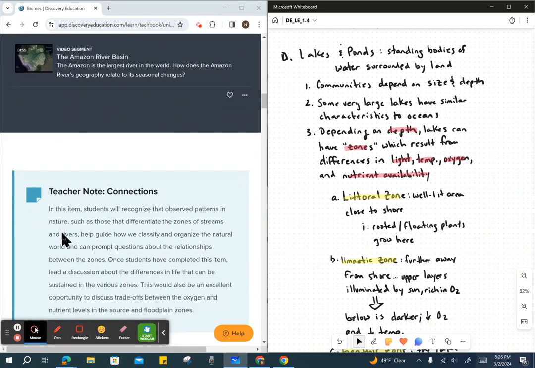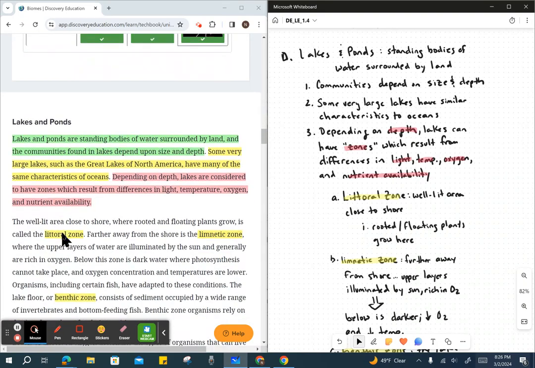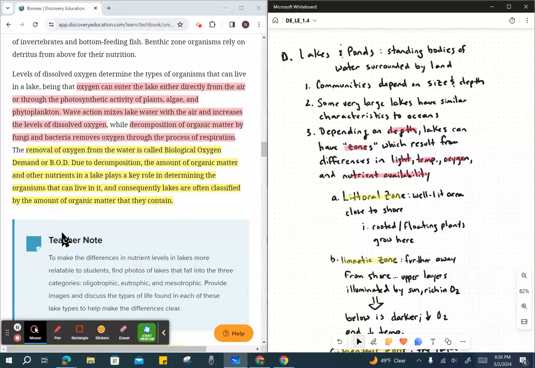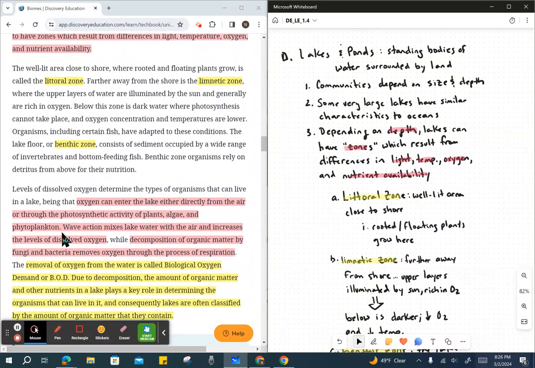So let's make sure we bring our text so it's close to us. Lakes and ponds. All right, I think we're about here.